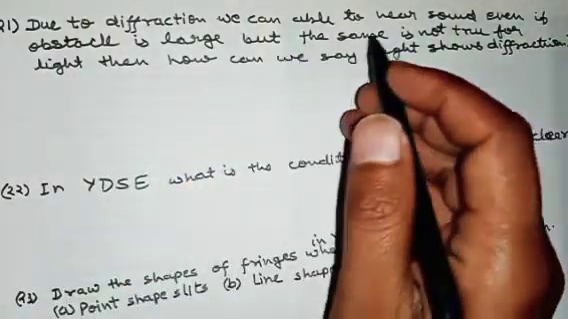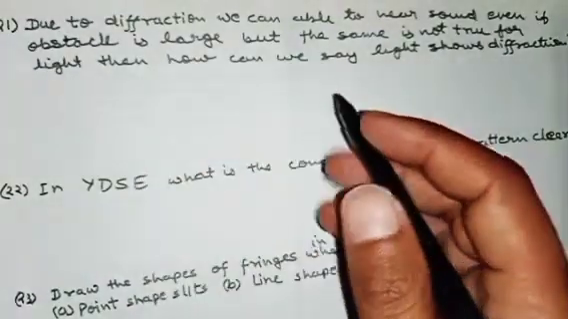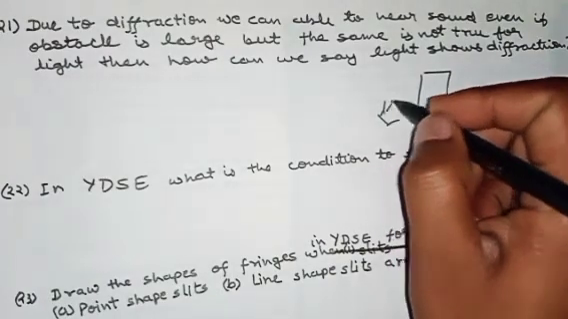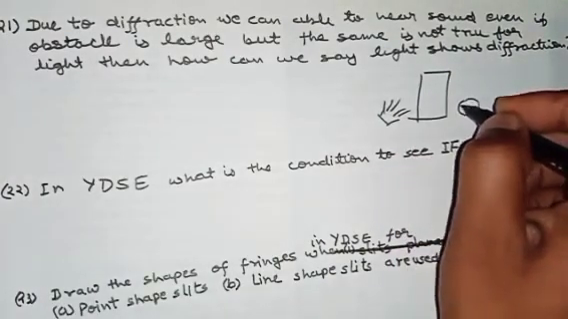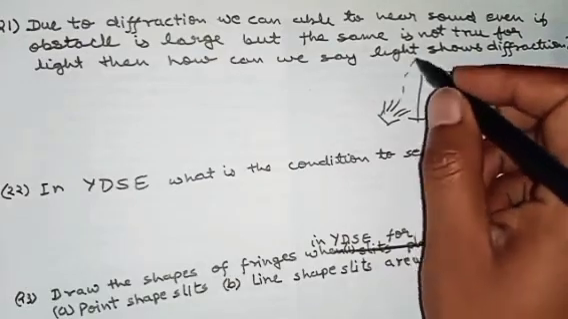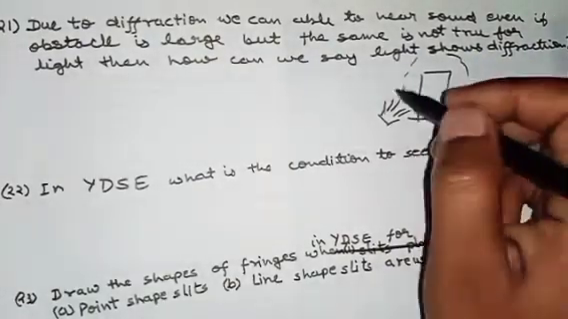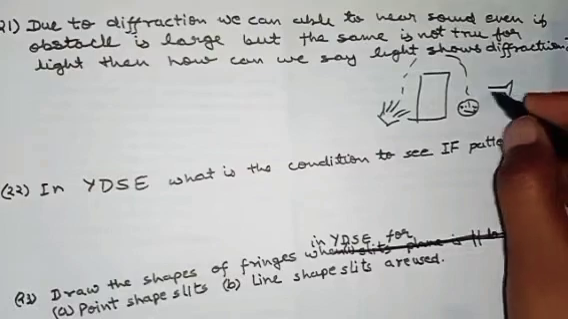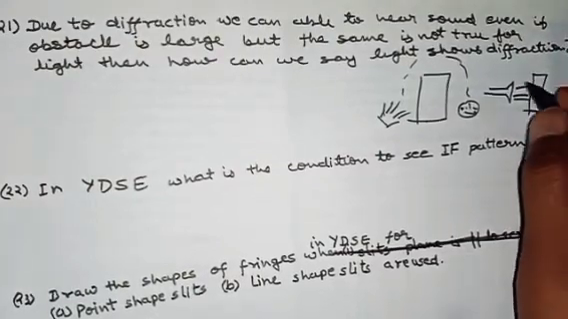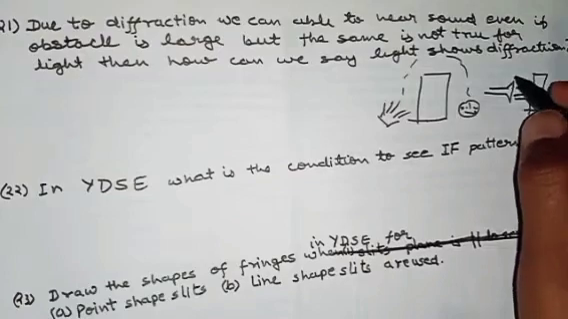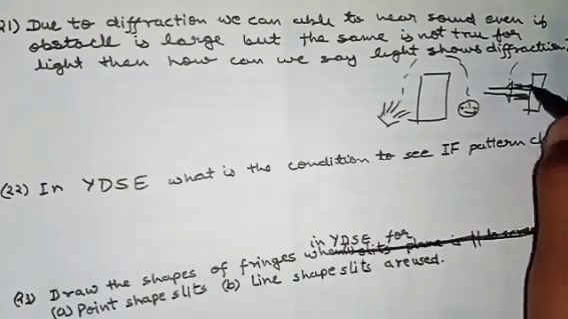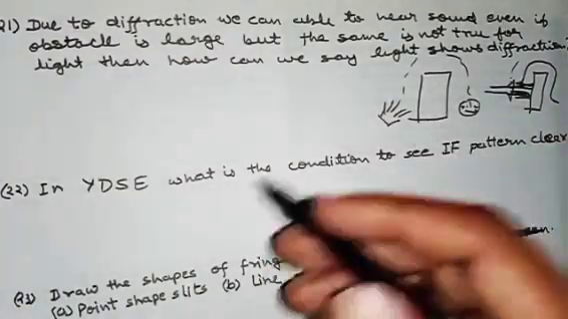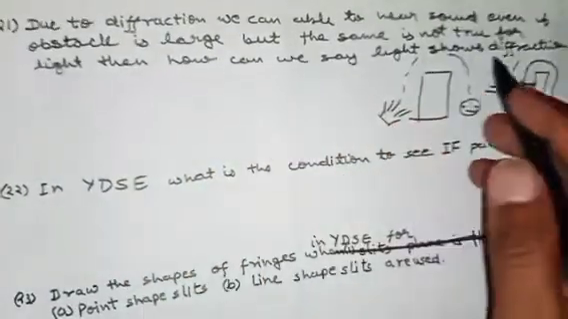Due to diffraction, we are able to hear sound even if the obstacle is large. If there is some source of sound and we are standing here, the sound still reaches us by diffraction. But the same thing does not happen with light. Suppose this is a torch and we place an obstacle here; if it is straight, focused light, it will not bend around it. So how can we say light shows diffraction?